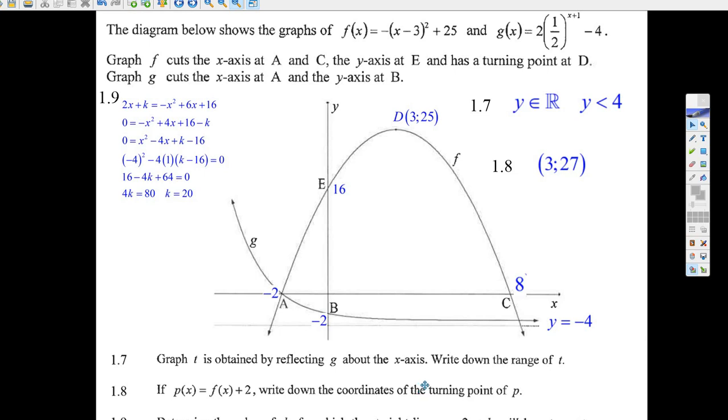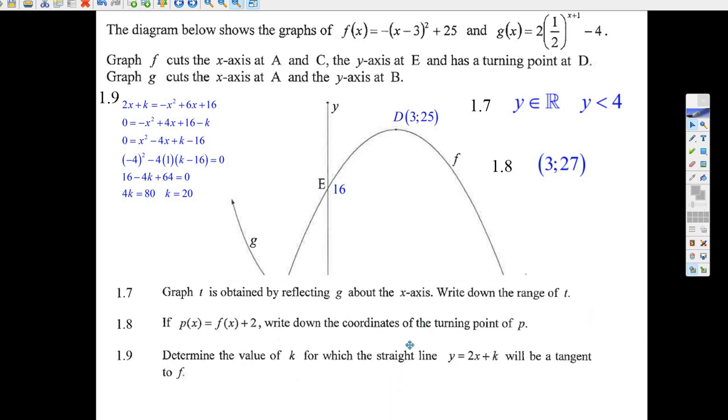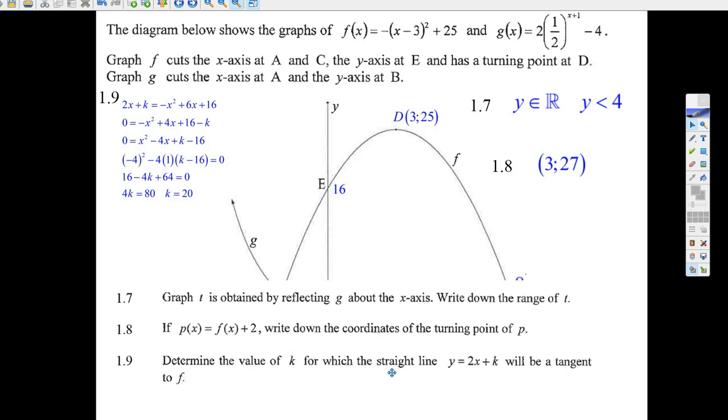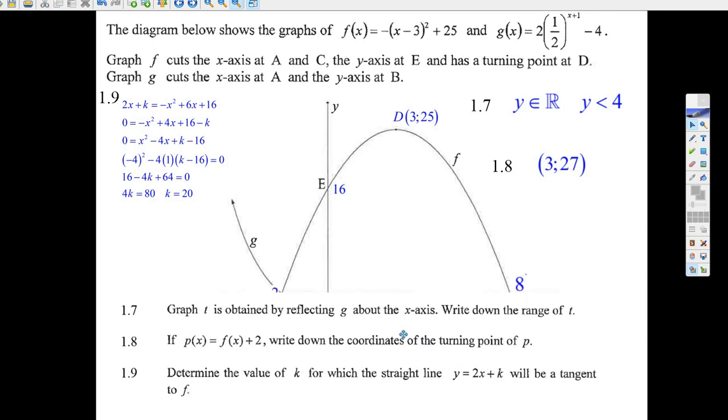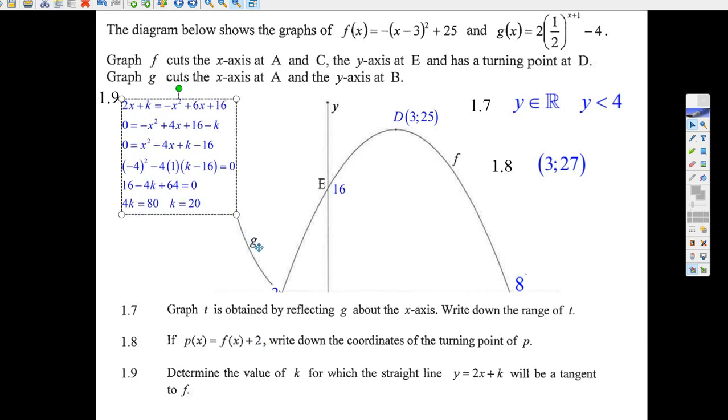Now the last question's pretty darn tricky. Here it is. Determine the value of k for which the straight line y equals 2x plus k will be a tangent. A tangent means it just touches in one point. In other words, the line and the parabola will only touch in one point. That's what a tangent means. If you knew that, then you'd be able to do this thing here.